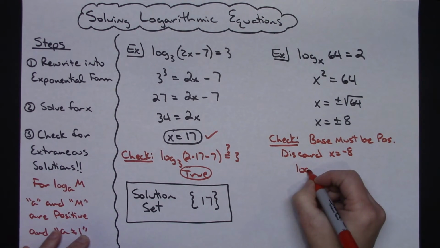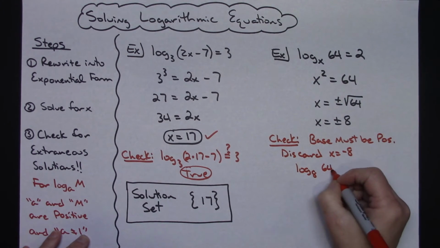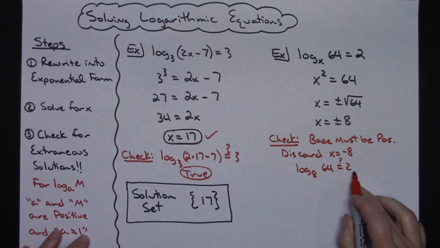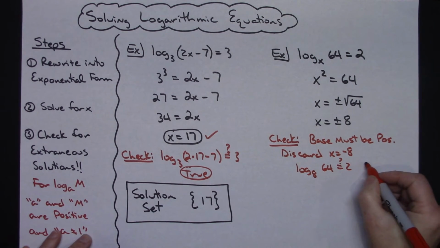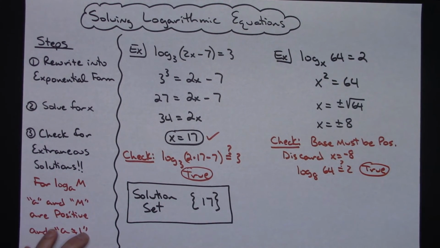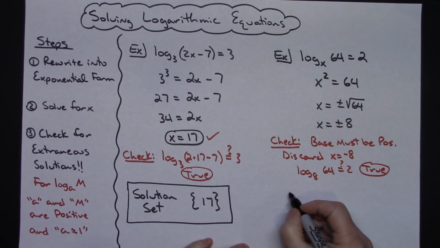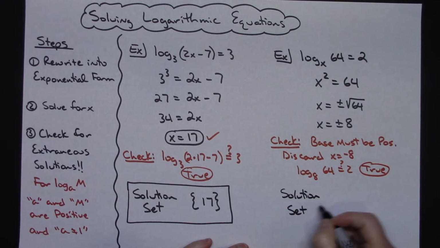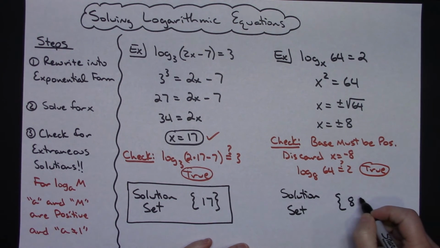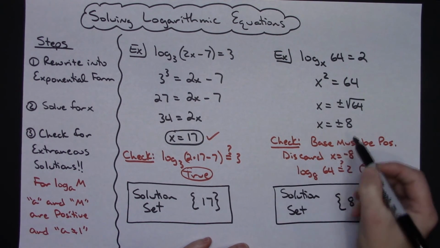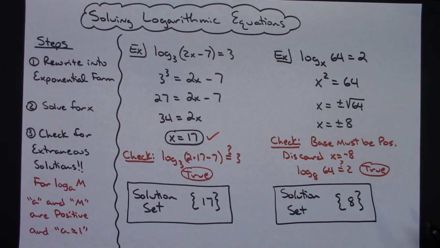Now I'm going to test my 8 in that equation and see if it works. So log base 8 of 64, does that equal 2? Well, 8 raised to the second power equals 64. Yes, it does. That is true. So then my positive x equals 8 will work as my solution. If I have to write it as a solution set, then I would have my set brackets, just the positive 8, and then close those set brackets. So either x equals positive 8 or as a solution set with 8 in it.